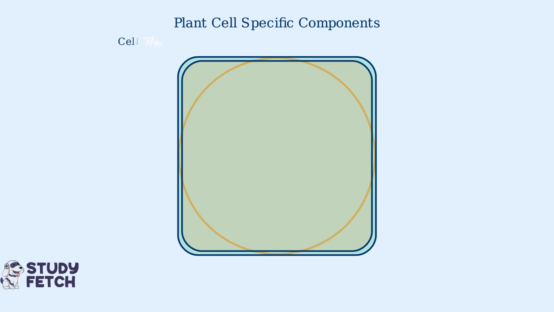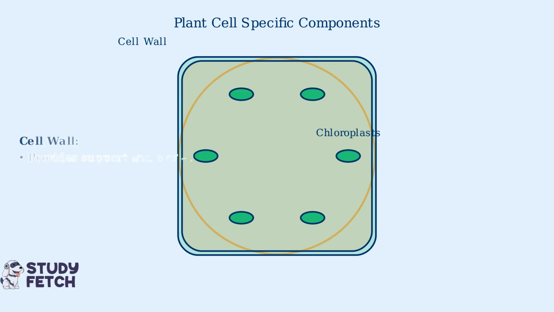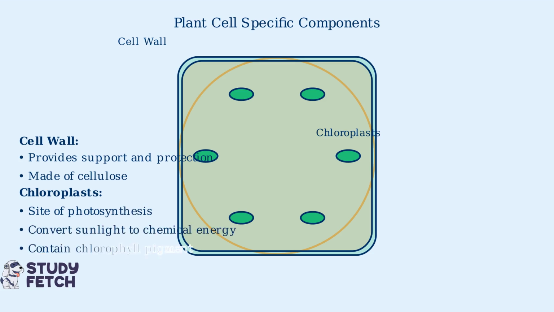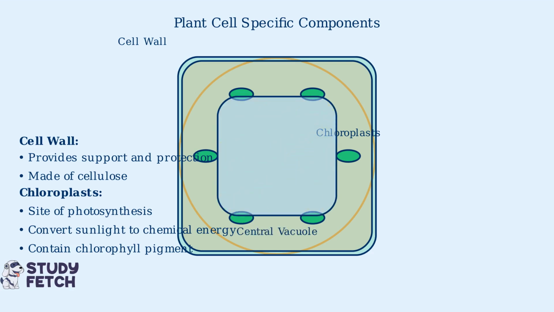The cell wall surrounds the cell membrane and provides support and protection. It's made primarily of cellulose. Chloroplasts are the sites of photosynthesis, where light energy is converted to chemical energy. They contain the green pigment chlorophyll and are responsible for the green color of plants. Plant cells also have a large central vacuole that can occupy up to 90% of the cell volume. It stores water and helps maintain cell turgor.